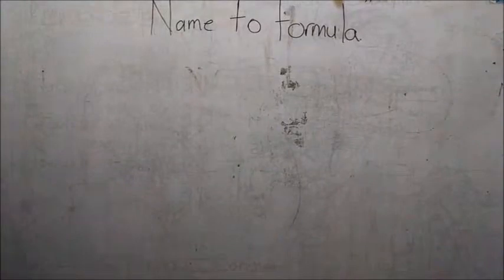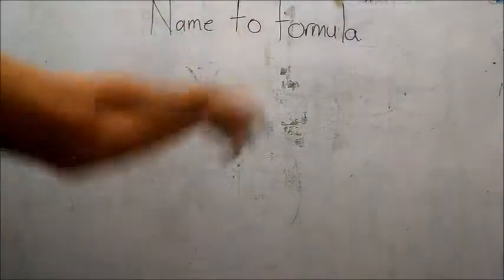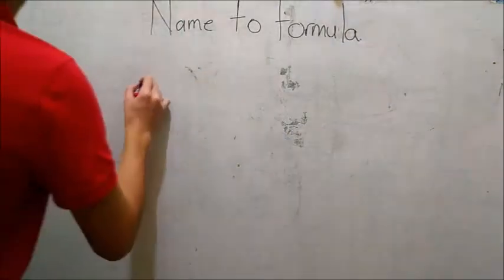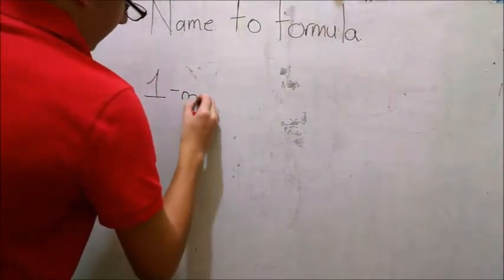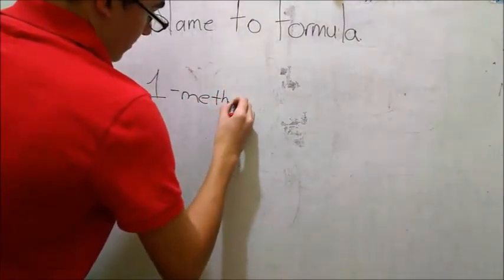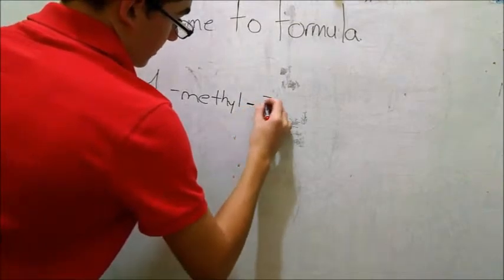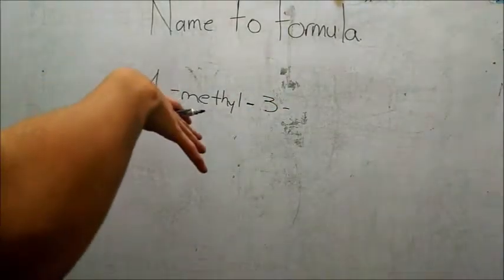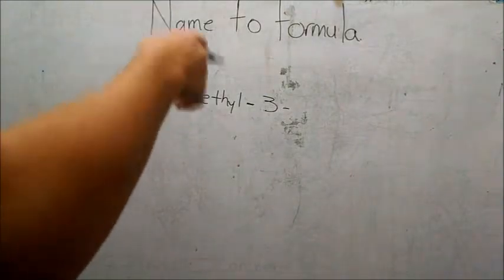Okay, everybody. Now we are going to make the third example from name to formula. The third example from name to formula is going to be 1 methyl 3 propylbenzene, as you can see over there.